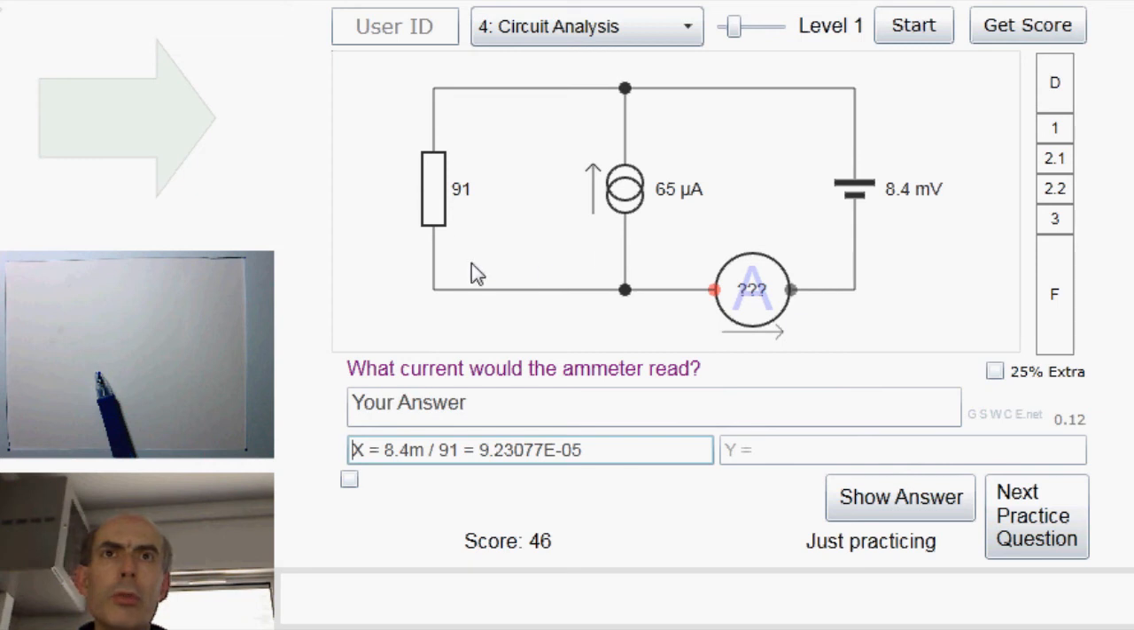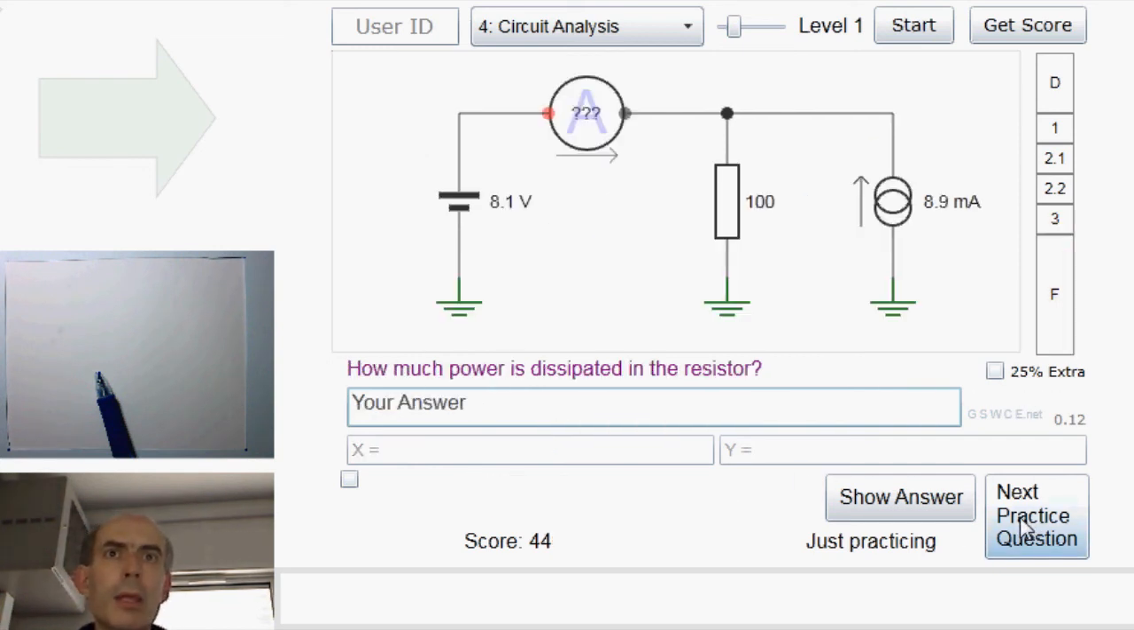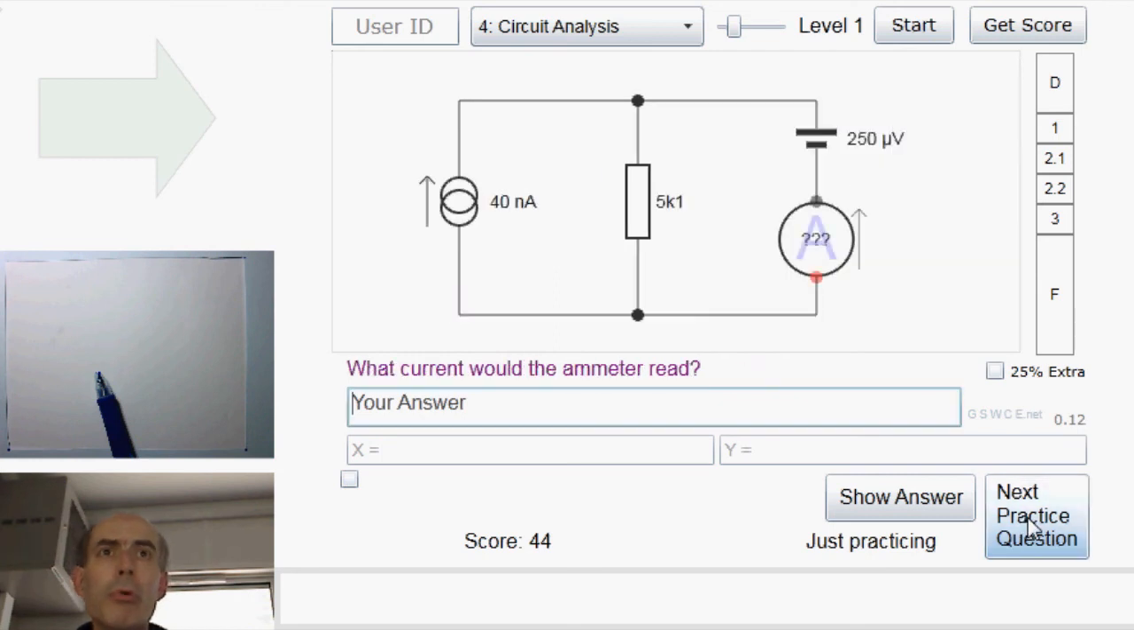Well, if we know the current going down through here, that would be the current coming along through here. That must be equal to 65 microamps plus the unknown current. In other words, the unknown current is the current we've just worked out minus 65 microamps. So we could just say X minus 65 microamps. Right. We've done one like that before.